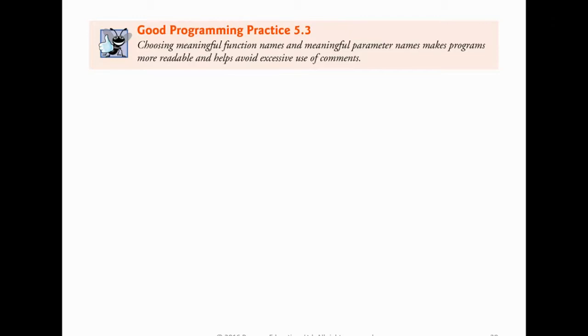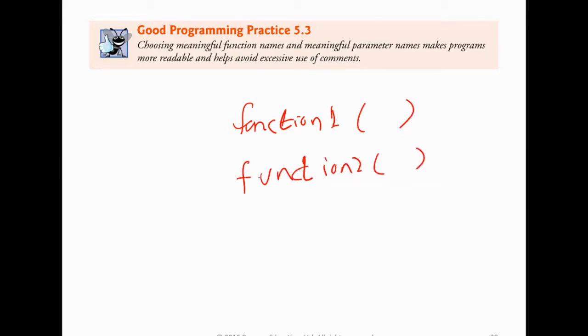Generally use meaningful names for functions. Meaningful parameter names also make your programs more readable. So if you write your functions as function 1, function 2, then if your program is bigger in size, it will become very difficult for the user to understand what your program is doing, and it will take them a long time to figure out what is function 1 and what is function 2.